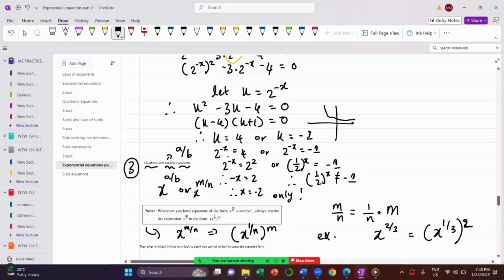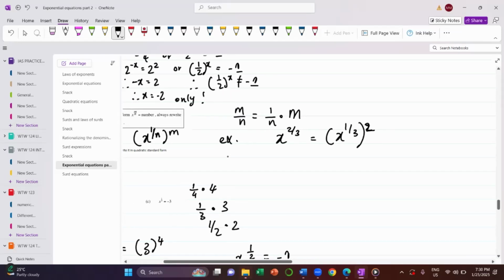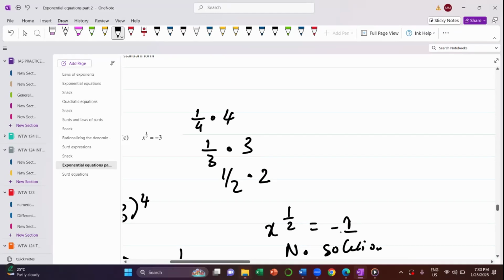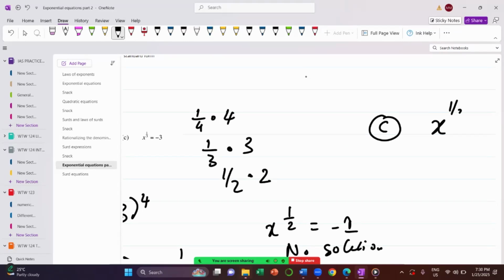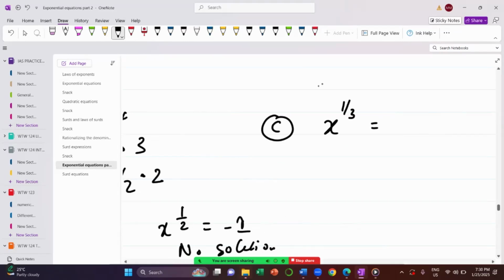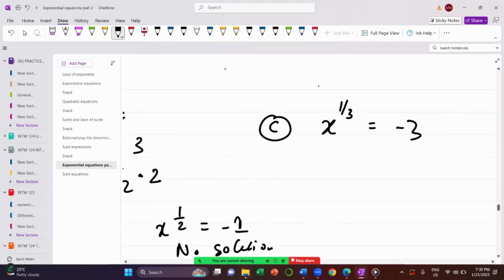Let's do letter C. I want you guys to have a firm understanding of this. So C is just saying x to the exponent of 1 over 3 equal to negative 3. So check, I have 1 over something. Is this something even or odd? Is 3 an even number? It's odd. So therefore I can solve, because I have a negative on this side, right? But if I had an even number here, I wouldn't be able to solve. The answer would be no solution.